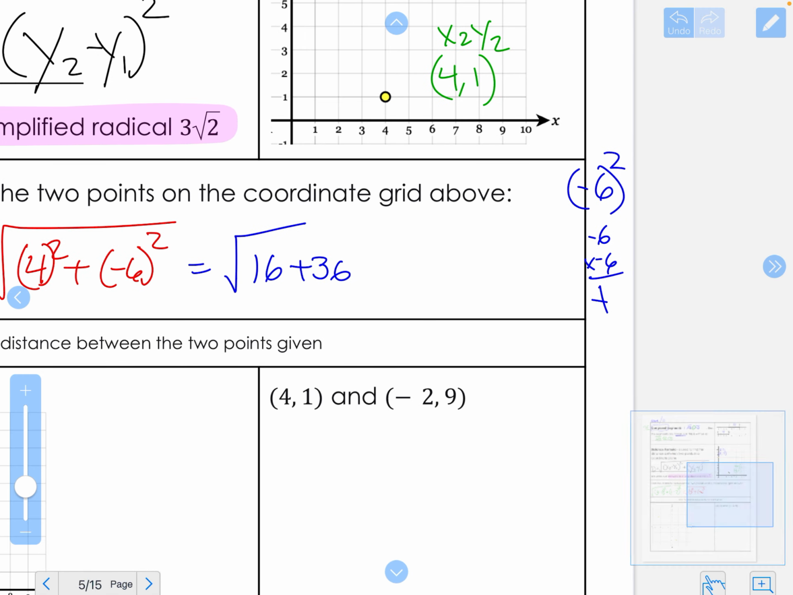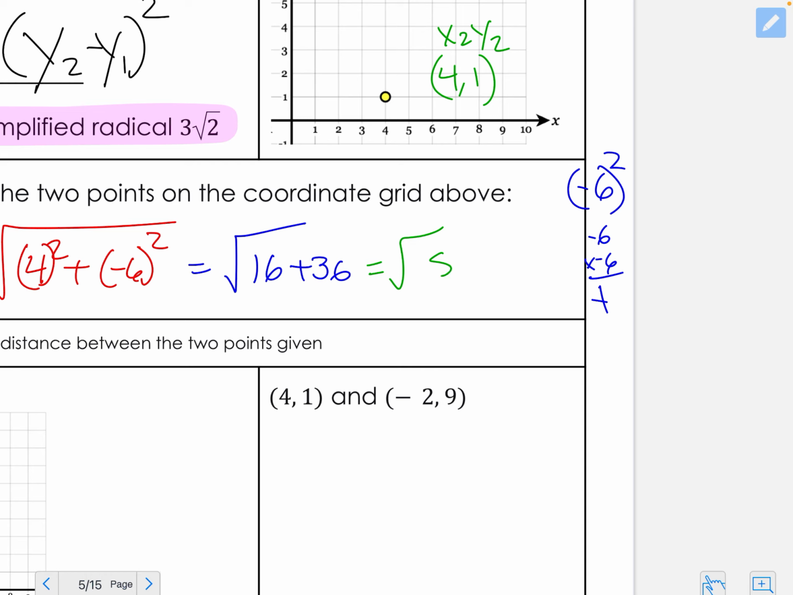36 plus 16. 6 and 6 is 12, carry the 1, 3 plus 1 is 4, 5. Sorry, my brain stopped working for a second. So it's 52. And now we need to simplify our square root. So I know that 52 can be divided by 4. It becomes 13. My brain can't add this morning.